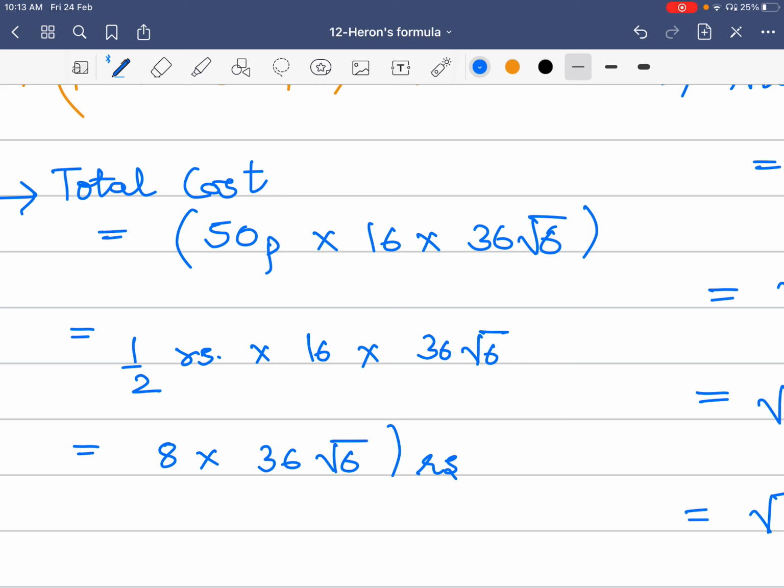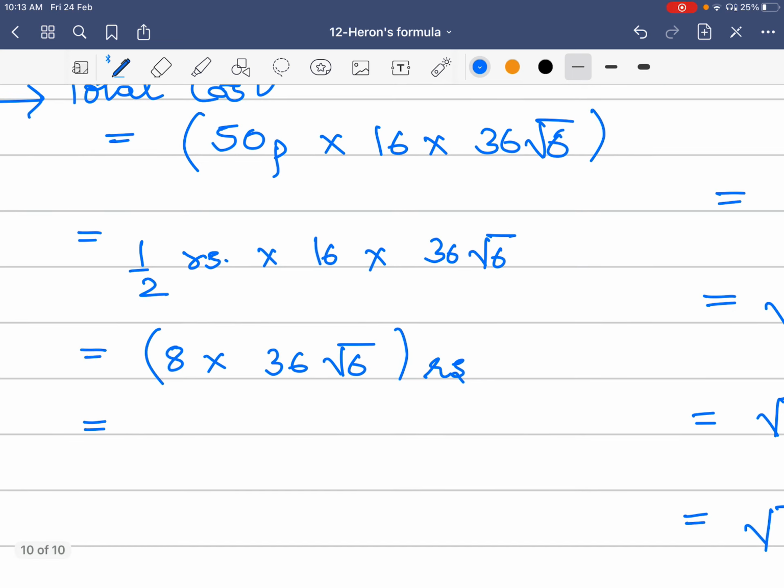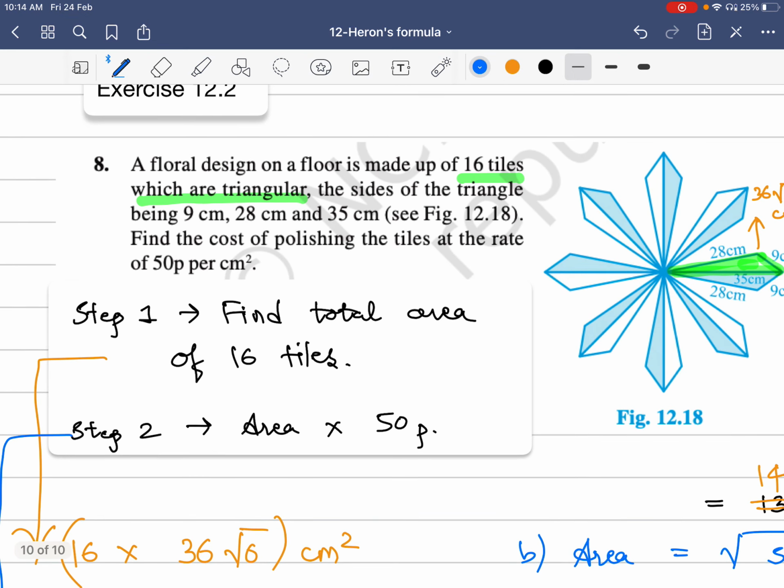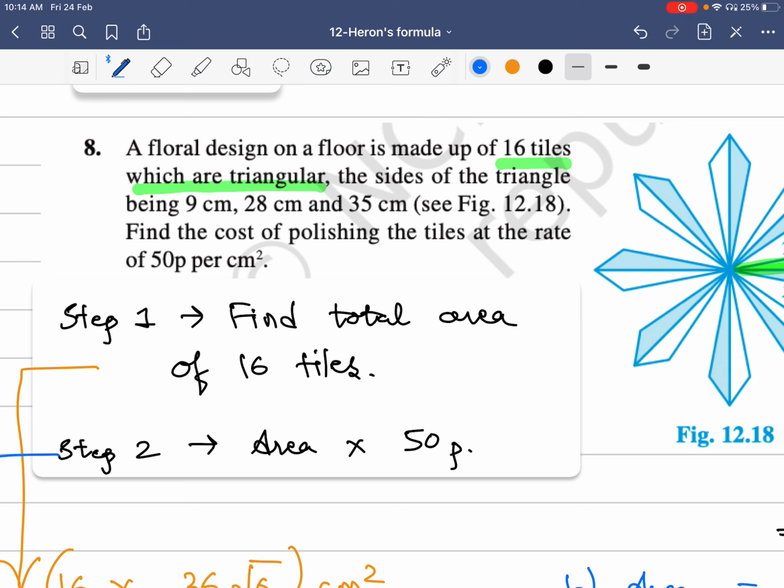Now everything comes into rupees. So let's use a calculator to find the exact value of this. I'm just going to use a calculator on my mobile. 8 into 36 into the square root of 6 is equal to 705.45. So 705.45 rupees is the cost to polish the 16 tiles which are triangular in shape. I'm just going to make a note here: the cost is going to be rupees 705.45, and this becomes our required answer for this question.